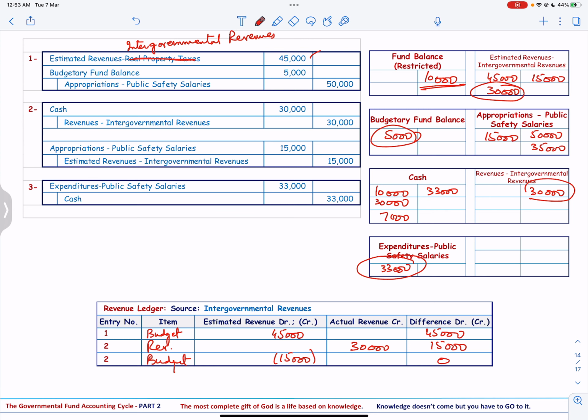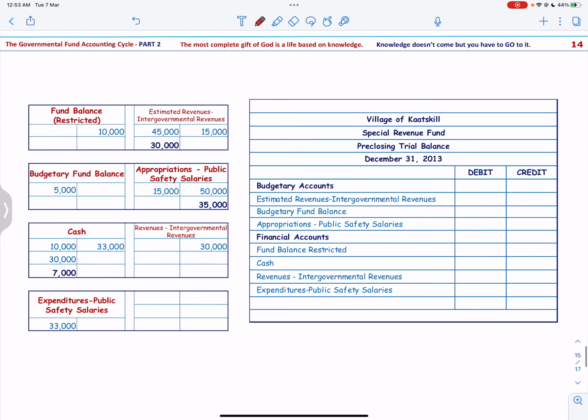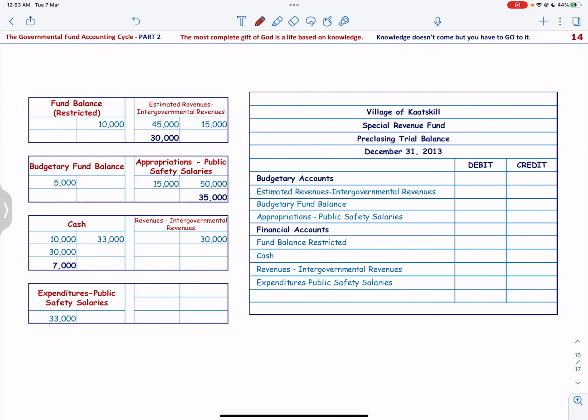Next we are going to prepare the pre-closing trial balance, and we have the estimated revenue intergovernmental. This was debit by 30,000. Budgetary fund balance was 5,000. Then we have appropriations, public safety, 35,000. These are the budgetary accounts, and then we prepare the financial accounts.